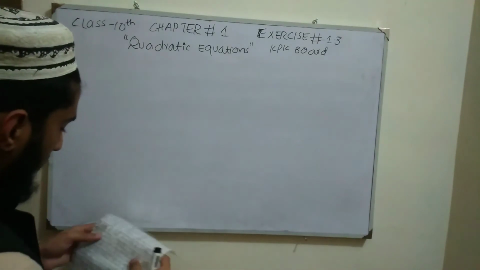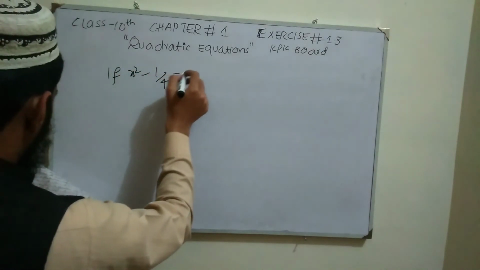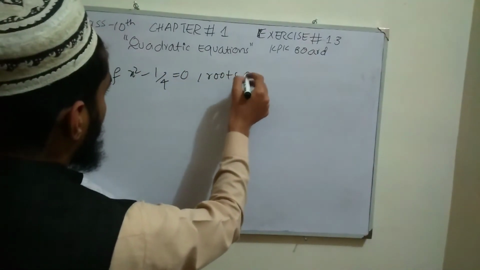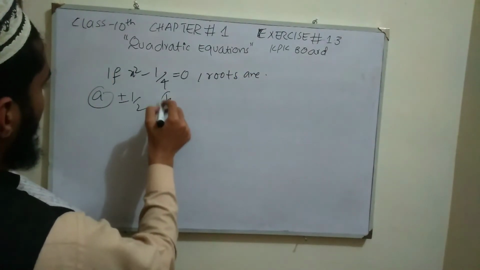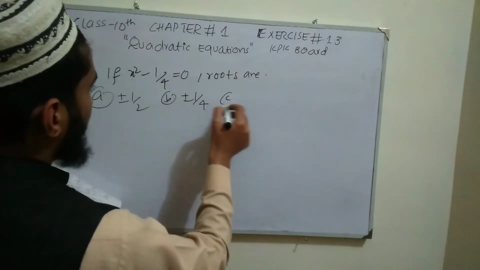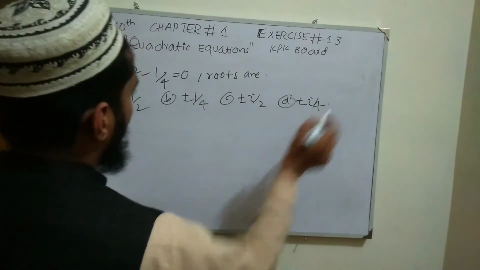Move to question number 6. If x square minus 1 over 4 is equal to 0, then the roots are: option A, plus minus 1 over 2; option B, plus minus 1 over 4; option C, plus minus iota over 2; and option D is plus minus iota divided by 4.